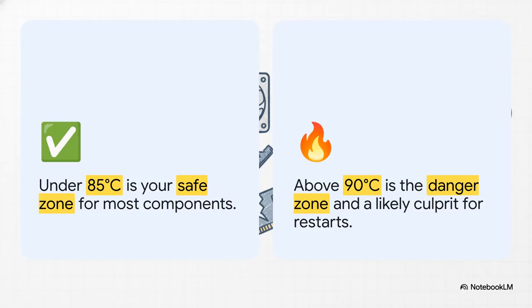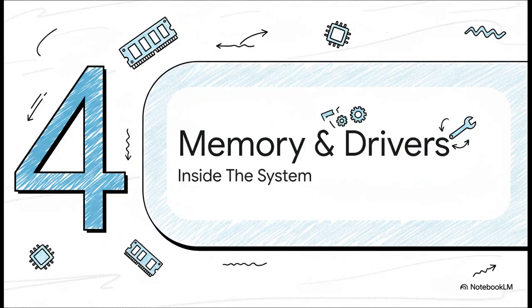So, how hot is too hot? You can download free tools to check your temperatures, or even look in your system's BIOS. As a general rule, if your CPU is staying under 85 degrees Celsius, you're probably in the clear. But if you see it start creeping up past 90 degrees, especially when you're gaming, ding ding ding, you've likely found your culprit.